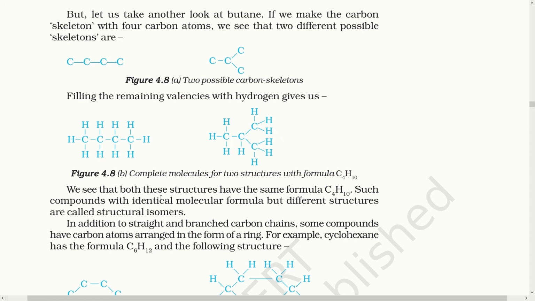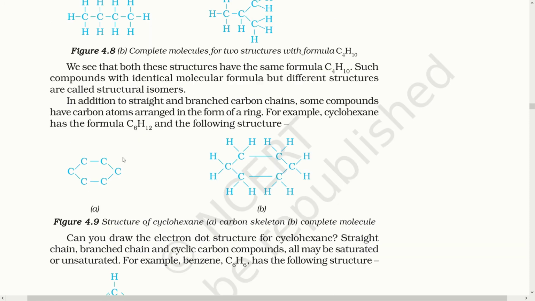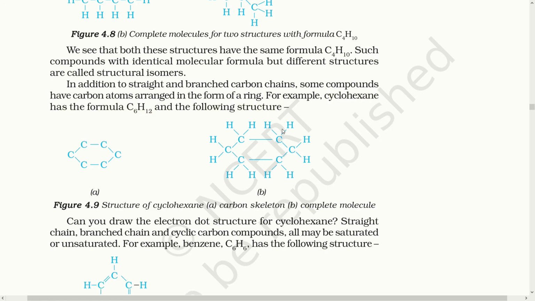We see that both these structures have the same formula, C4H10. Such compounds with identical molecular formula but different structures are called structural isomers. Also, in addition to straight and branched carbon chains, some compounds have carbon atoms arranged in the form of a ring, for example cyclohexane, which has the formula C6H12. So here you can see 6 carbon atoms arranged in a ring form, and they share hydrogen as given in the section. So this is a ring structure.